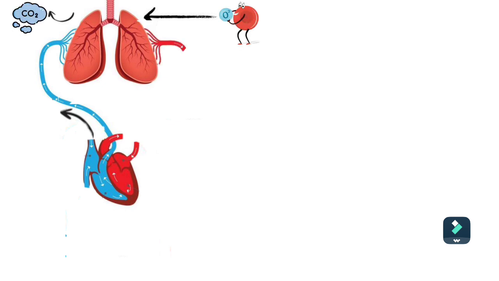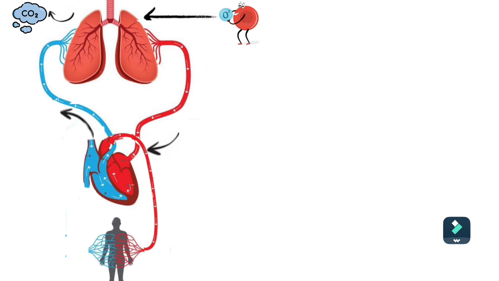After oxygenation, blood returns to the left atrium, then moves to the left ventricle. The left ventricle pumps the oxygenated blood into the aorta, which distributes it to the entire body, providing tissues with oxygen and nutrients. Afterward, the blood returns to the right heart through veins, which is called venous return.